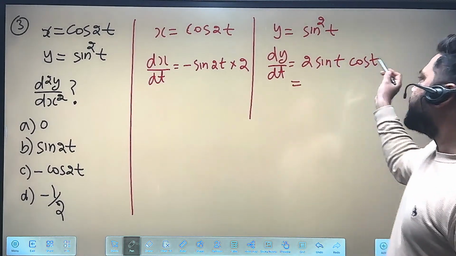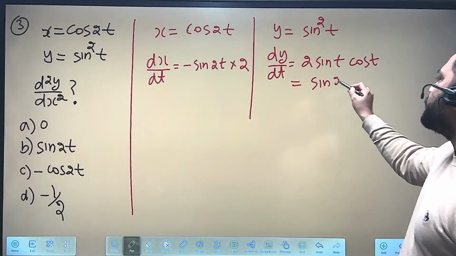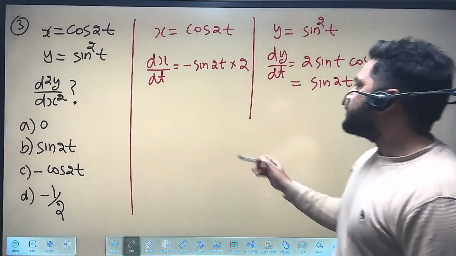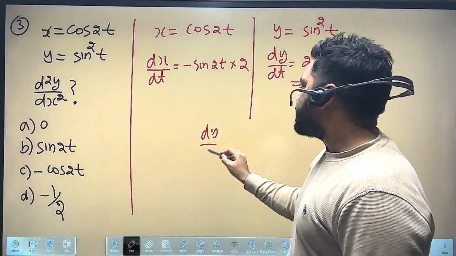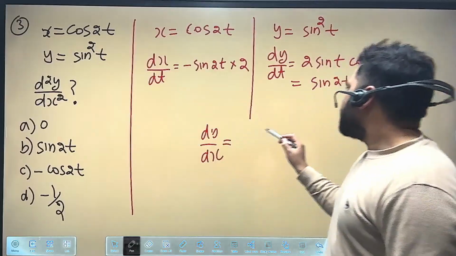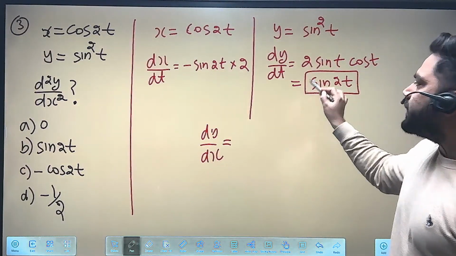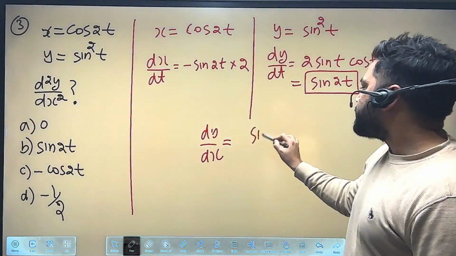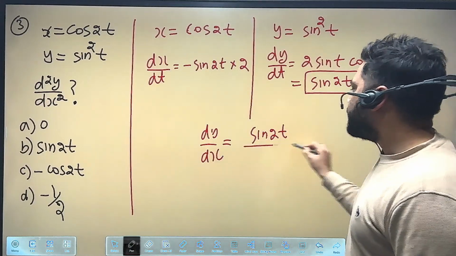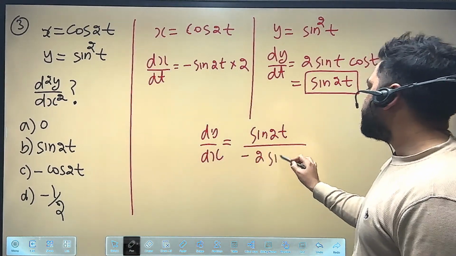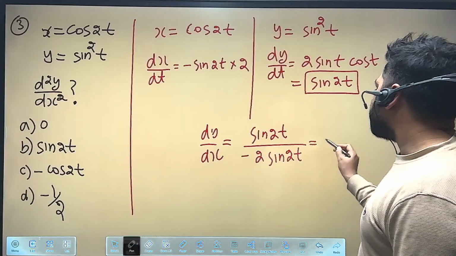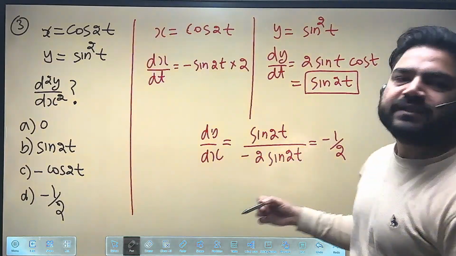What is 2 sine t cos t? This is a basic trigonometric formula. This is sine 2t. So now find dy by dx. Dy by dx will be this term divided by this term. So it will be sine 2t divided by minus 2 sine 2t, which is minus 1 by 2. Minus 1 by 2 is its derivative.